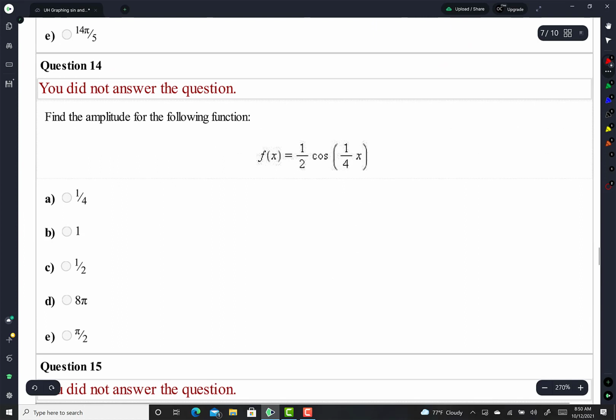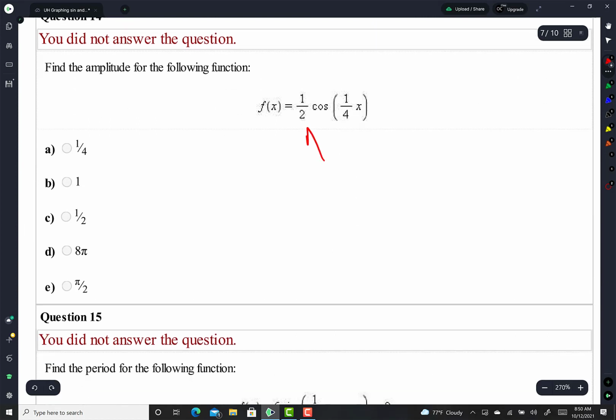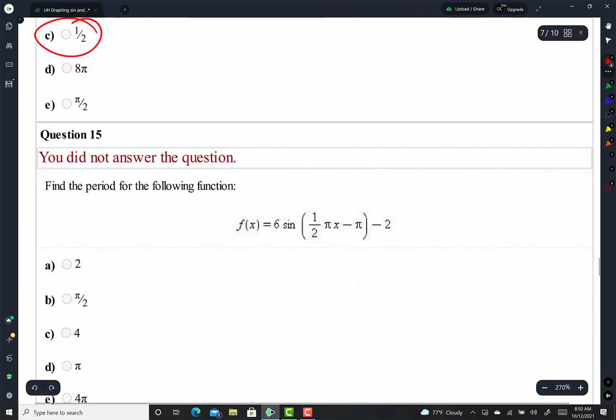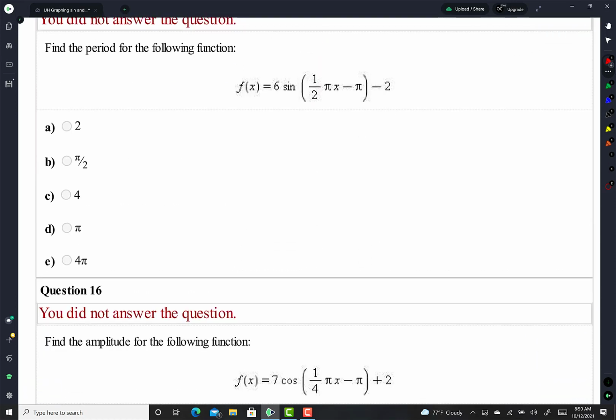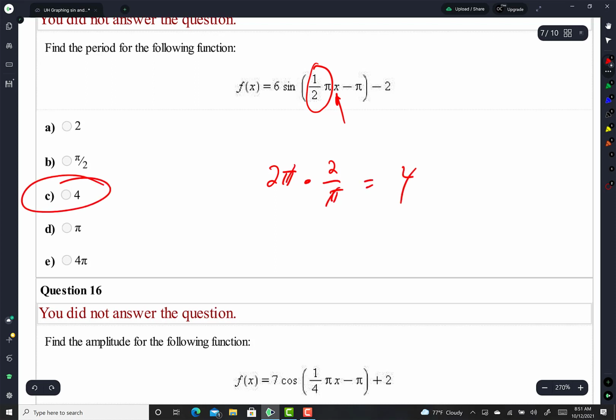All right, next one, find the amplitude. That's a pretty basic question. Find the period. Again, you're going to use whatever's in front of the x there, pi over 2. So my period should be 2 pi. I'm going to multiply that by the reciprocal of pi over 2, 2 over pi. The pi's cancel out, and you get 4.